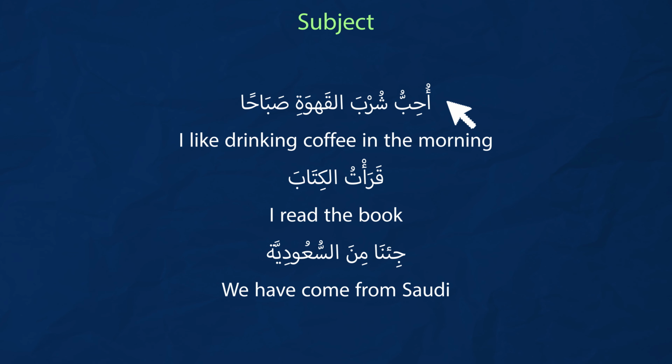The subject can also be shown in the form of verb inflections. We will learn more about this in the coming chapters. Now let us look at examples. أحب شرب القهوة صباحا. I like drinking coffee in the morning. قرأت الكتاب. I read the book. جئنا من السعودية. We have come from Saudi.